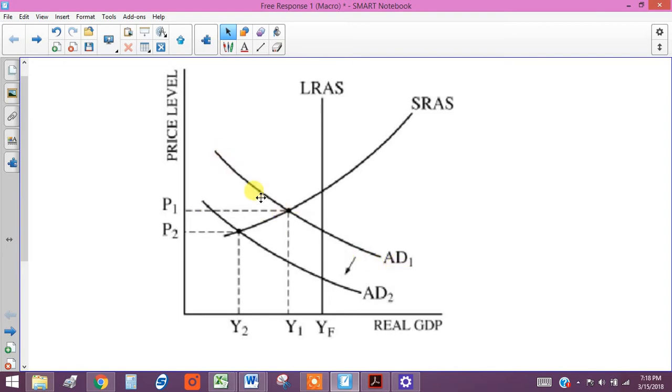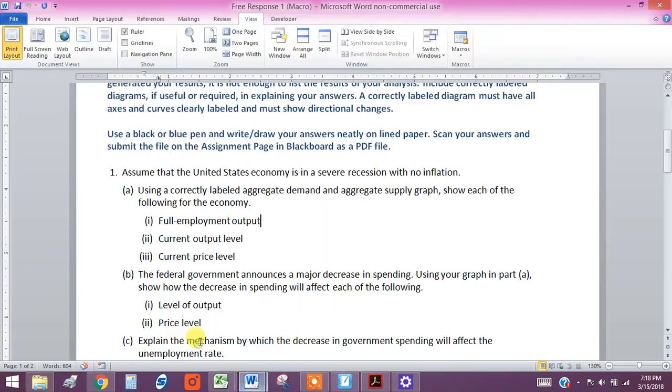Now this is the curve you want to show for part A, because it's asking you to show what the U.S. economy would look like in a severe recession.